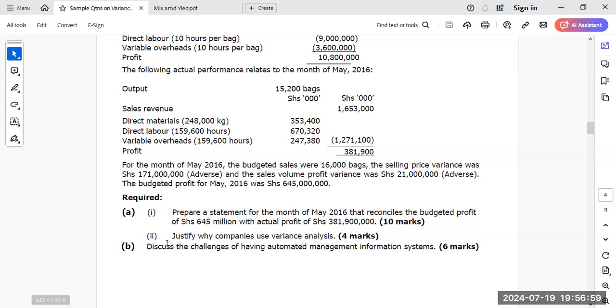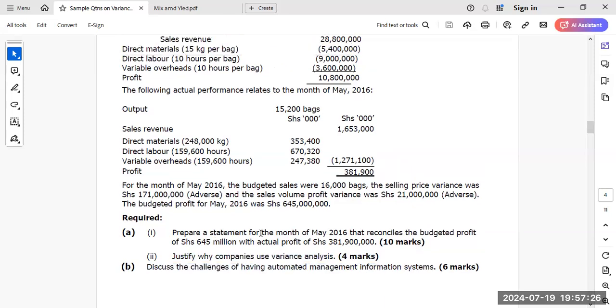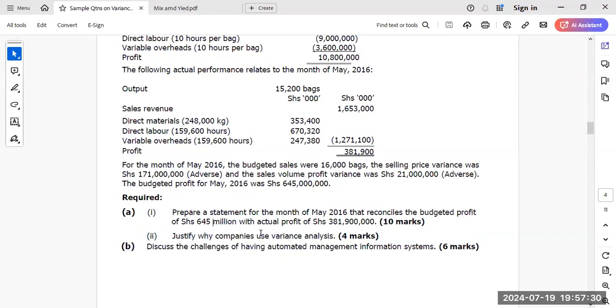Then Roman 2, you want to justify why companies use variance analysis. If you know this theory, always start with the theory before you go to calculations. And these are 10 marks. Discuss the challenges of having an automated management information system. This is theoretical, and I shared with you the document, which you must read through and appreciate. I believe you are reading.